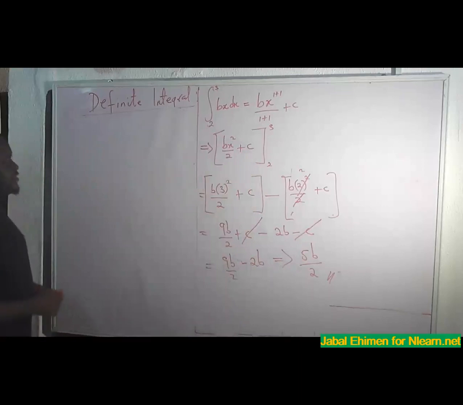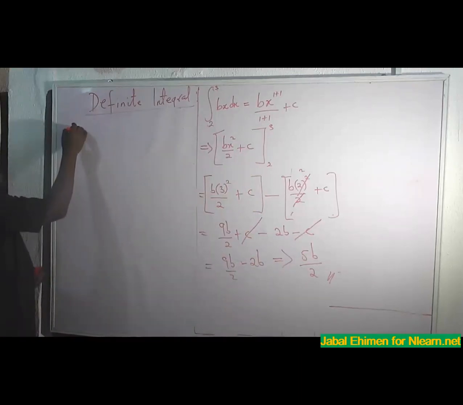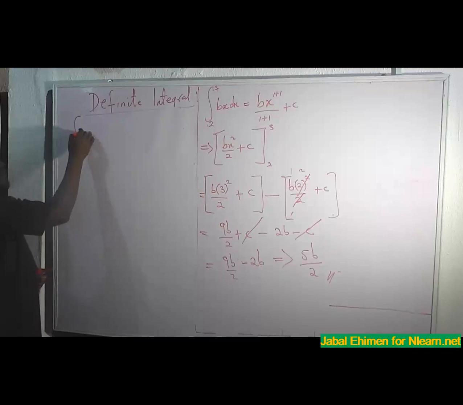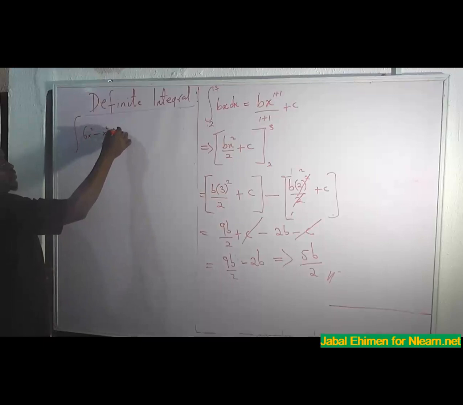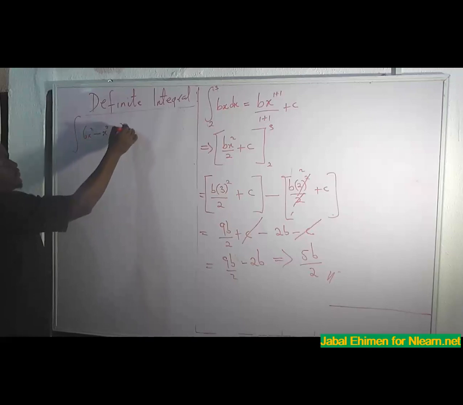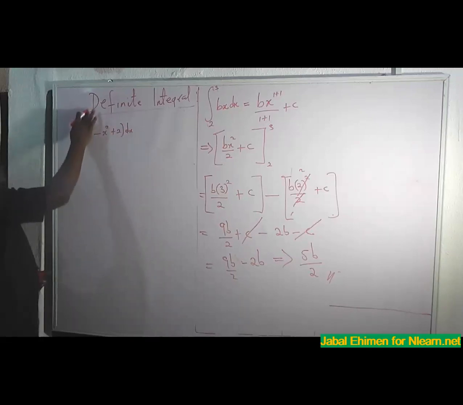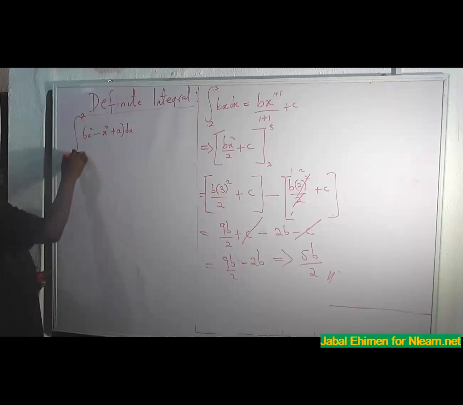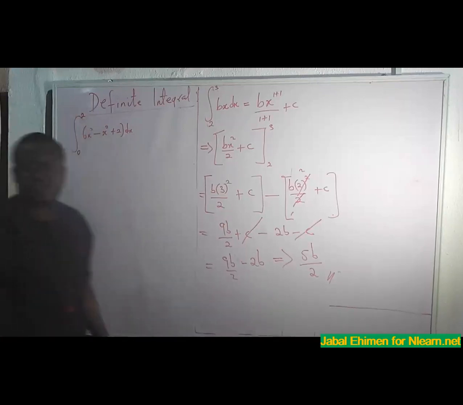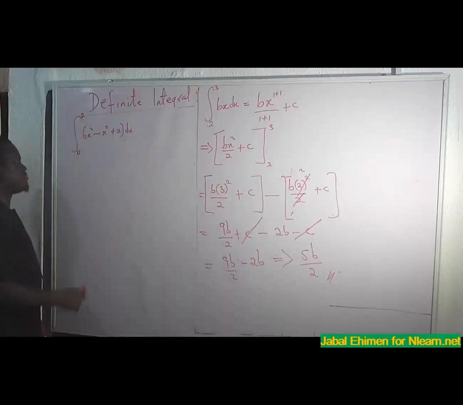Okay, let's say, for example, you are having a statement like this. Maybe you are having 6x squared minus x squared plus 2, probably, then you have dx. At the top here you have 3, and at the top here, let's not even say 3, let's say 2. At the down here you have 0. So 2 surely is greater than 0. So because of that, let's start the manipulation.